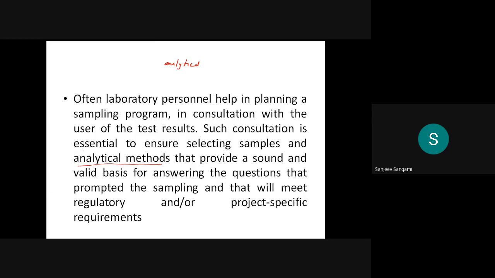The regulatory bodies like KSPCB and the Central Pollution Control Board have made some standards for each of these testing facilities. So we always have to look at all those regulatory authorities, and then go ahead with the sampling.